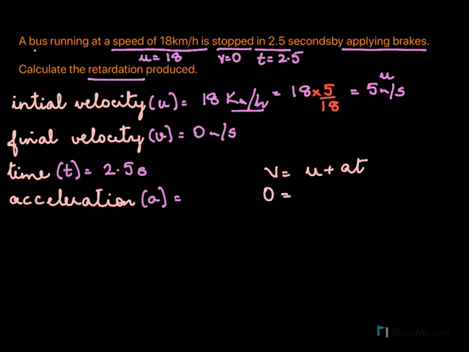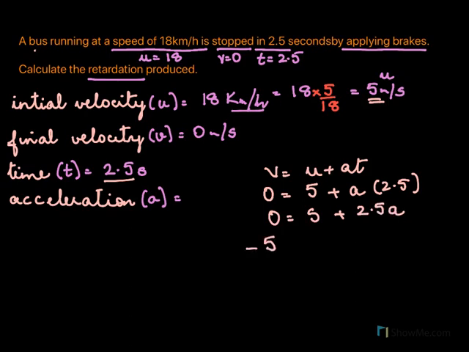The v we saw is 0 because the body stops. The initial velocity is 5 meter per second. The acceleration we need to find. The time is 2.5 seconds. So we have 0 equal to 5 plus a into 2.5, which is 2.5a. So the 5 goes on the other side, becomes minus 5, equals 2.5a. And the a is minus 5 over 2.5.